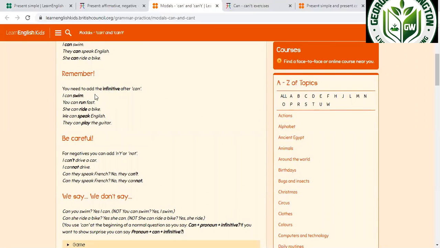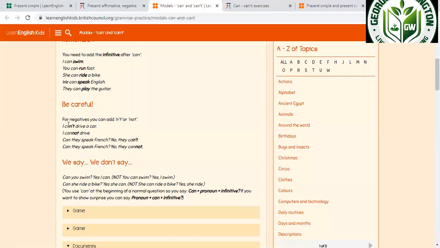Okay, so this is what I was explaining. You need to add the infinitive after can. I can swim. You can run fast. She can ride a bike. We can speak English. They can play the guitar. For negative, you can add the contraction or not. I can't drive a car, or I can say I cannot drive a car. It's the same.